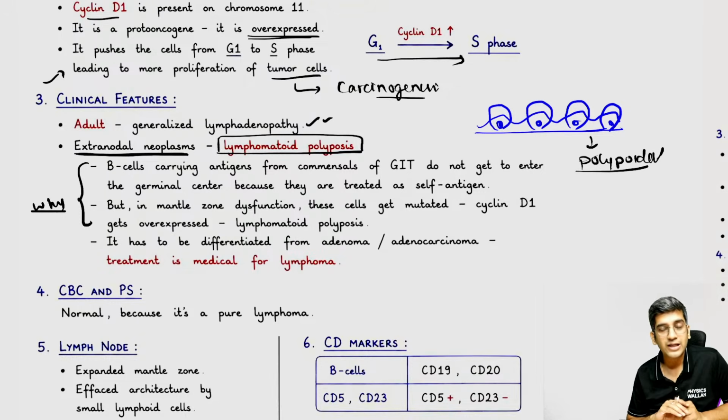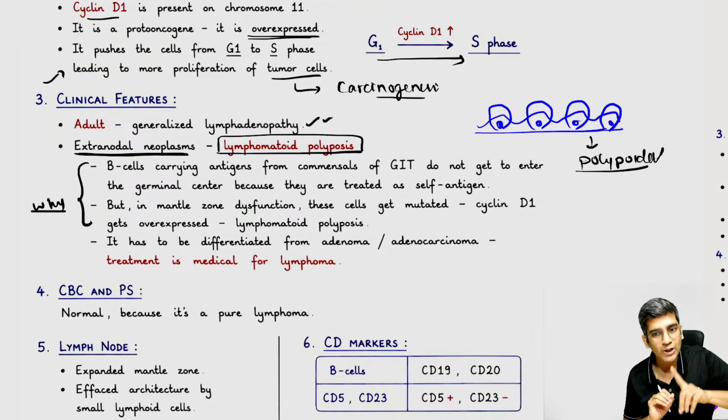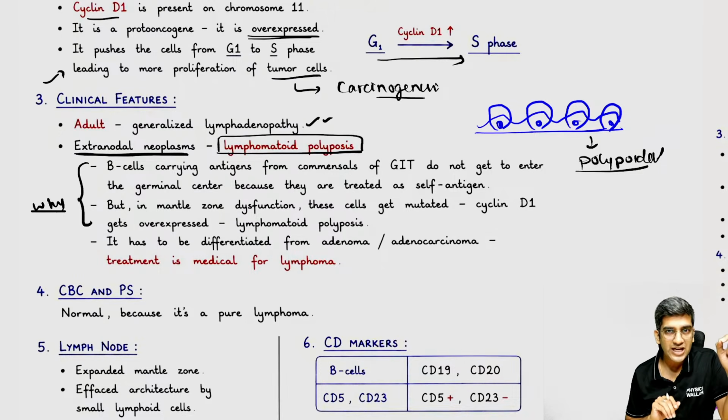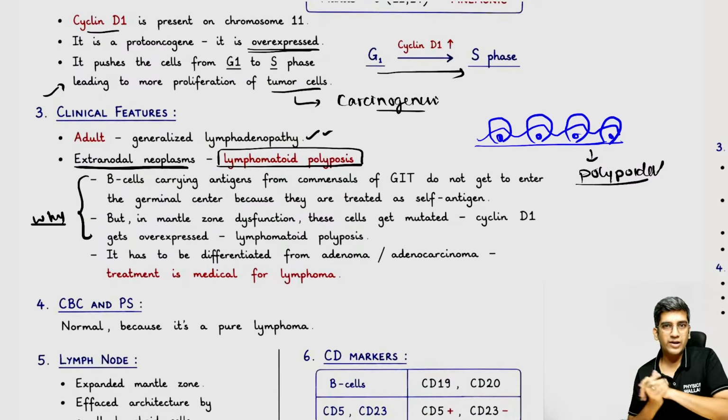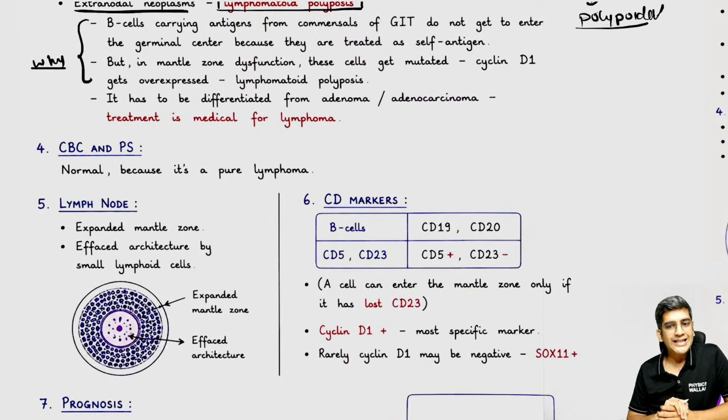Why is it important? If a surgeon sees a polyp, he'll always think of an adenoma. They won't think of a lymphoma, right? So just to keep in mind, to avoid misdiagnosis, we have to know that GI presentation of mantle cell lymphoma is pretty common and it presents as a polyp, that is lymphomatoid polyposis, because lymphoma is a medical management, not a surgical management. That's the reason this point is very important to remember. So we know one reasoning why question as well. We know the clinical features. What do we see in CBC and PS? Generally, CBC and PS is normal.